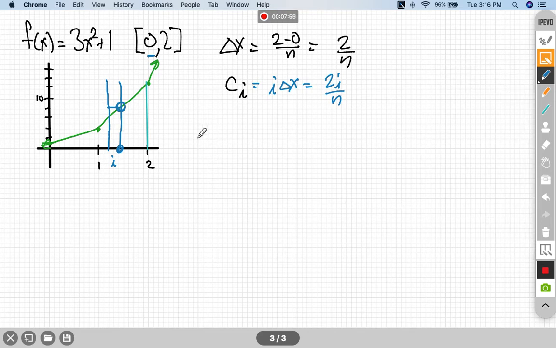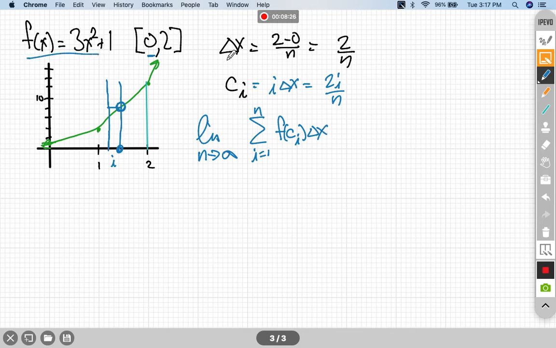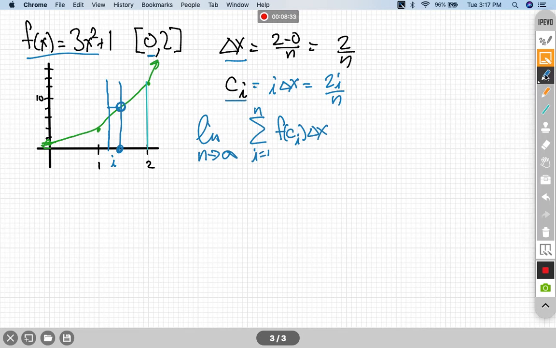So we are going to need to find the limit as n approaches infinity of the sum as i equals 1 to n of f of c sub i times delta x. That's our definition. That's what we need to plug in. Here's our f of x. Here's our delta x. Here's my c sub i. So we can plug that in and go to town.